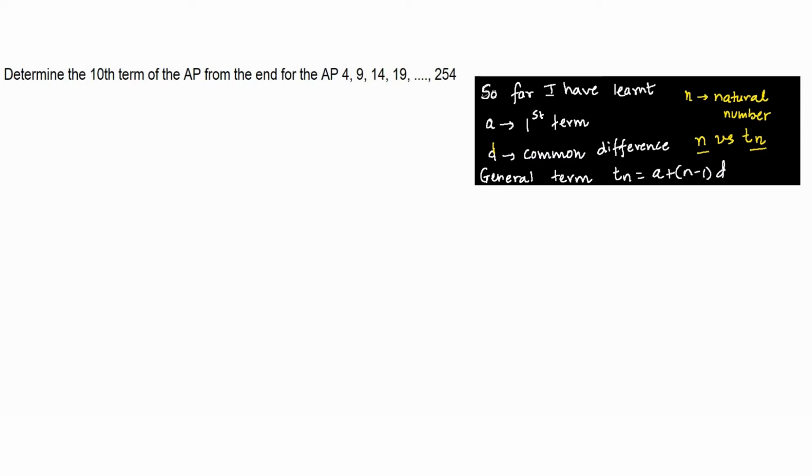Determine the 10th term of the AP from the end for the AP 4, 9, 14, 19, so on till 254. So the given AP here is 4, 9, 14, 19 till 254. Now for this particular AP, we want to find the 10th term from the end. So what I'm going to do is, of course, for this particular AP, the first term is 4 and the common difference is 9 minus 4, which is equal to 5.